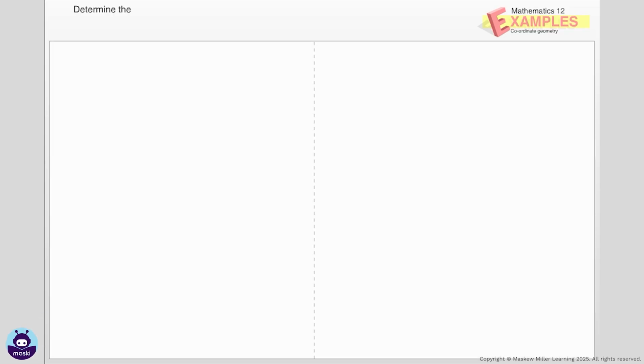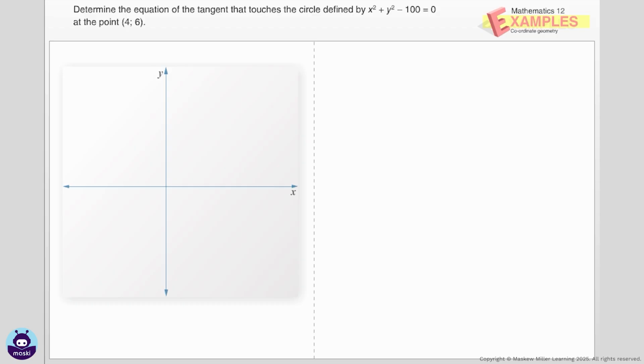Example 1. Determine the equation of the tangent that touches the circle defined by x squared plus y squared minus 100 equals 0 at the point (4, 6). Solution.